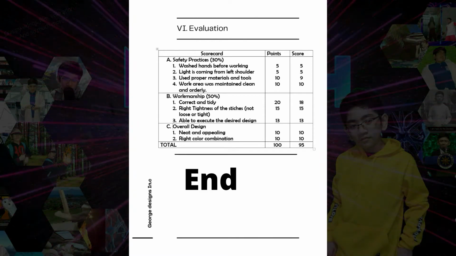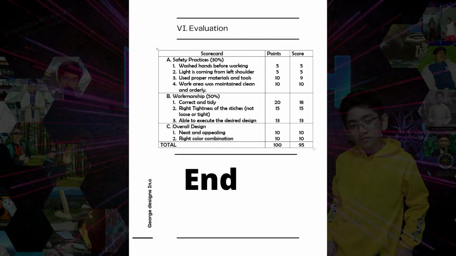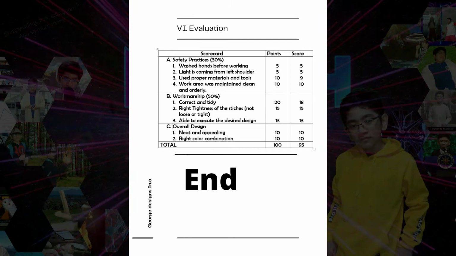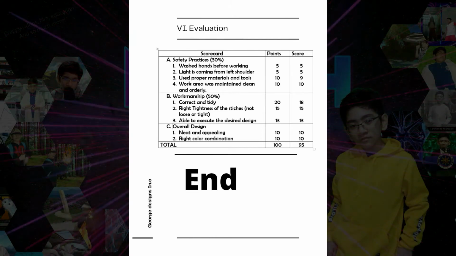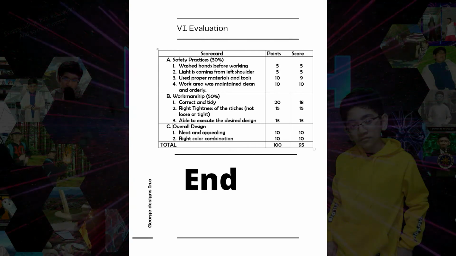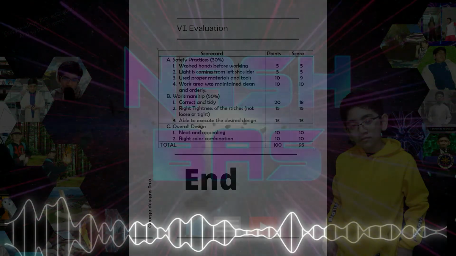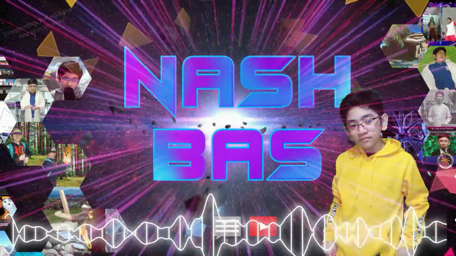Also, actually guys, there's a correction here. It doesn't actually say 13 on the point, it says 15. I awarded myself 13. C, overall design. 1. Neat and appealing. Yes, the stitches aren't too noticeable. Number 2. Right color combination. That's right, I used white. Total 95. And that's the end, everybody.